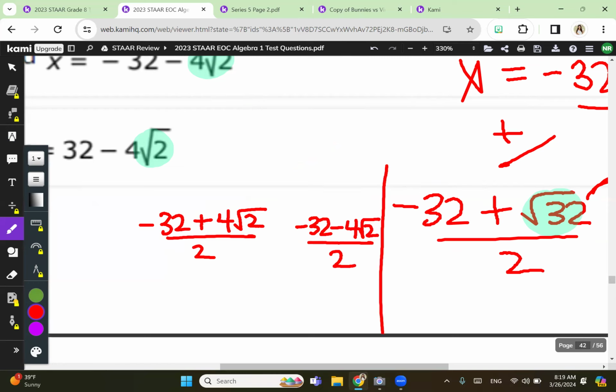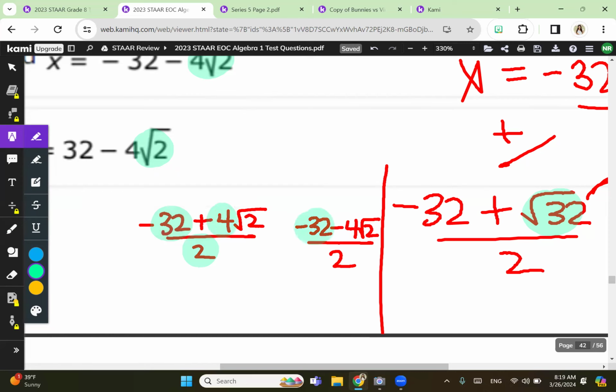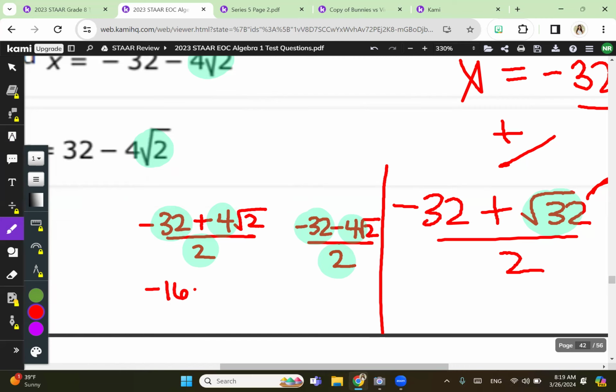I just draw a boundary there. You can simplify the 32, the 4, and the 2. You can simplify all of those. Simplify them or reduce them by 2. If you divide each one of those numbers by 2, what do you get? That negative 32 changes to... The 4 changes to just 2. And it gets rid of that 2.